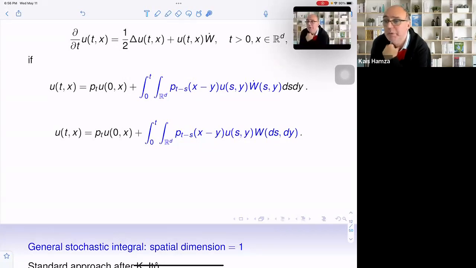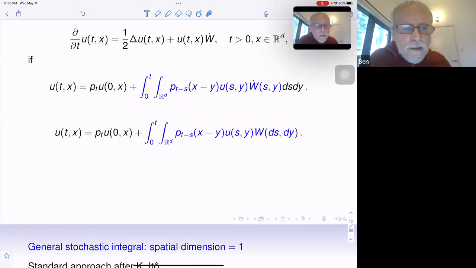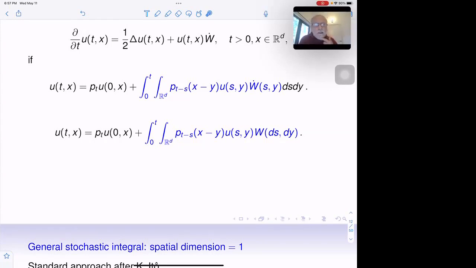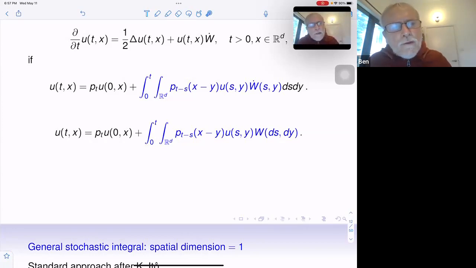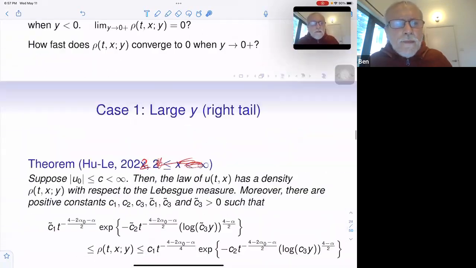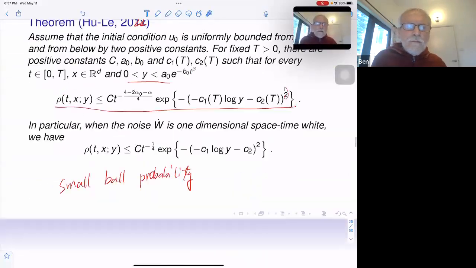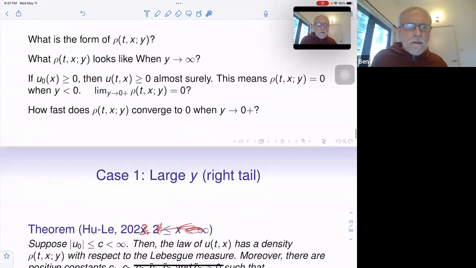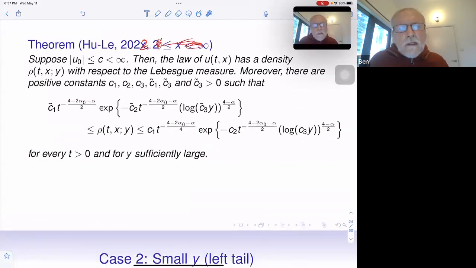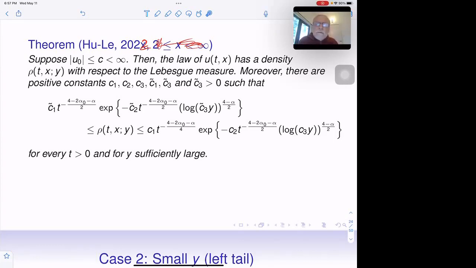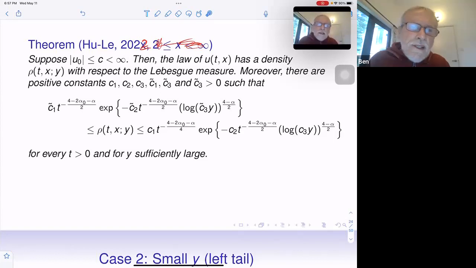Any other questions or comments? May I ask a question? Please, yes, go ahead. Thank you. I have a question about your theorem where you give estimates for the density. Perhaps we can go back to this page. The formulation suggests that the constants do not depend on x. Is it right? And is anything known about the behavior of this density as a function of x for fixed y?